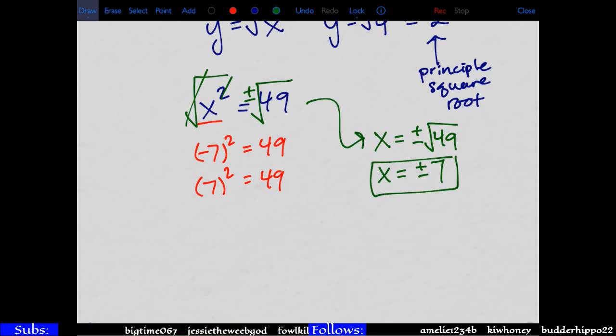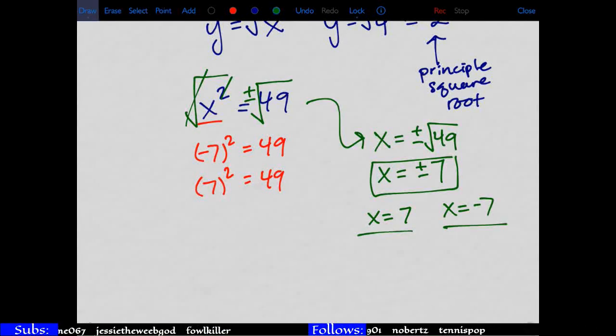This notation here means there's actually two answers for x. X equals 7, and x equals -7. So there's two solutions. They're just simplified with that plus or minus symbol here. Okay, now that's established. The key takeaway: anytime you draw in a square root symbol to solve for x, you need to include a plus or minus.